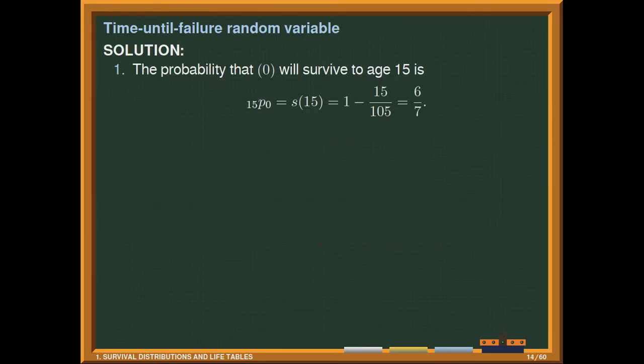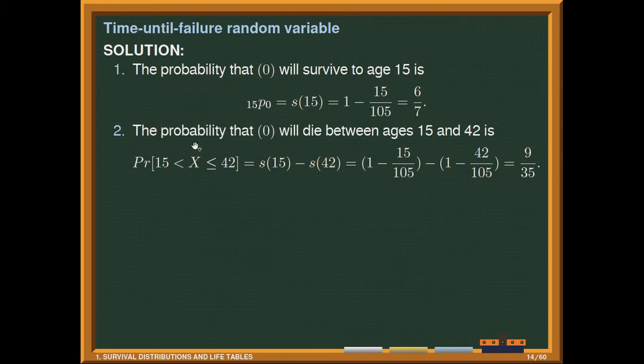Okay, so number 1, we would like to get the probability that a newborn will survive to age 15. We can write it down in either of these two ways: in terms of the survival function of t, which is 15p0, or in terms of the survival function of x, which is s of 15. And we're given that directly to be 1 minus 15 all over 105, or that is actually 6 over 7.